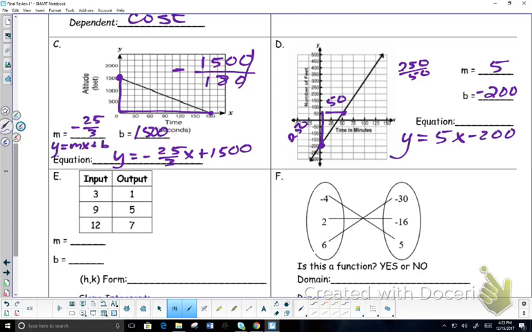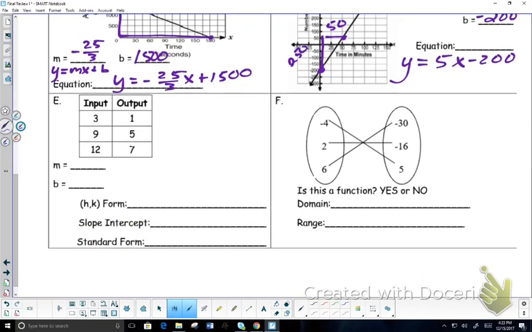Okay, so for E, they've given us a table, so we're going to use bird beaks to find our slope. To go from 1 to 5, we'd have to add 4. 5 to 7 would be 2. From 3 to 9 would be 6. From 9 to 12 would be 3. If I take 4 and put it over 6, remember y always goes on top, you'll notice it's actually going to equal 2/3. So my slope for this particular table is 2/3.